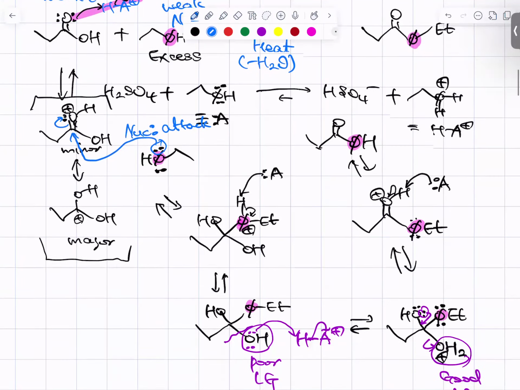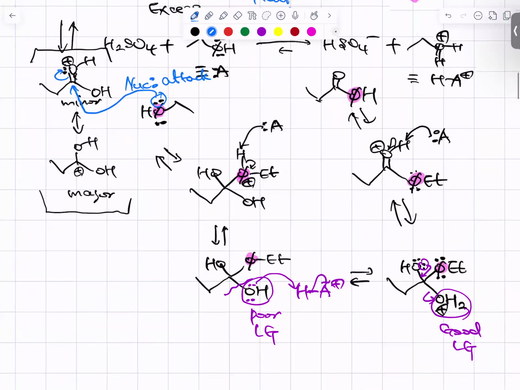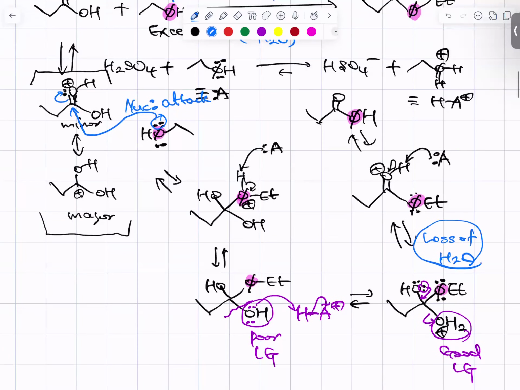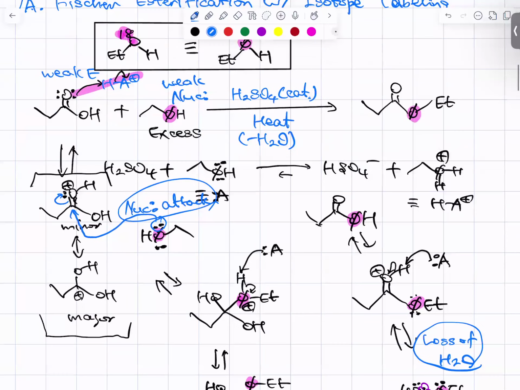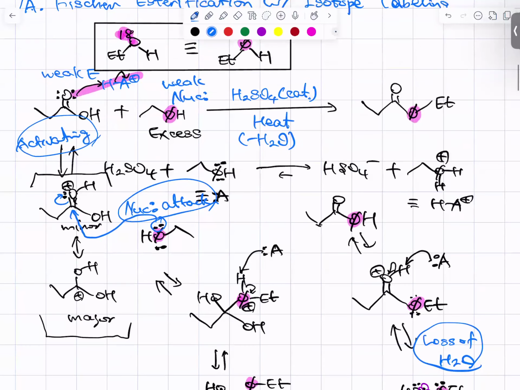And also here, loss of water. Here water is leaving, so loss of water is also an important step. So: loss of water, nucleophilic attack, and the first step, protonation and activation. This is activating the carboxylic acid by protonation. First activating, then nucleophilic attack, and then loss of water. These three are really the core reactions in a multiple step mechanism.